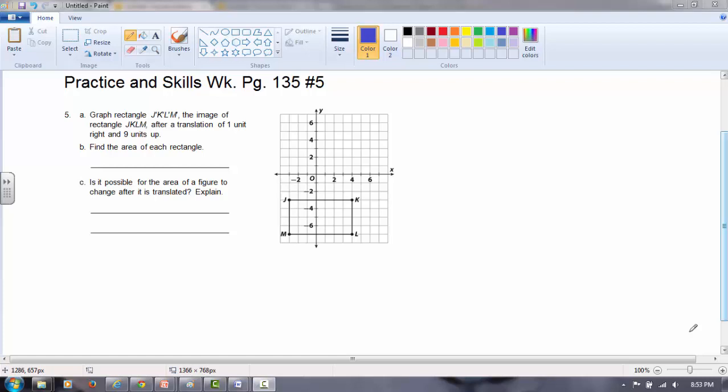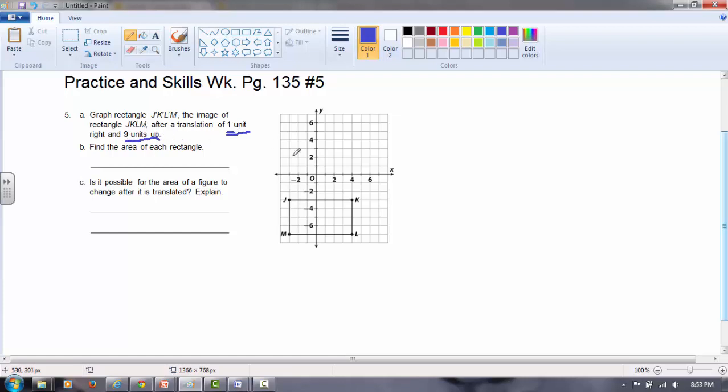And then the final question is: is it possible for the area of a figure to change after a translation? And then go ahead and explain that. Okay, so first thing we need to do is graph the image. So I'm going to take what they have right here. It says 1 unit to the right and then 9 units up.